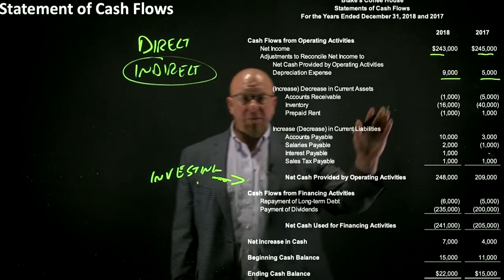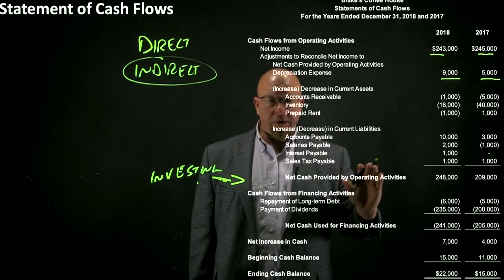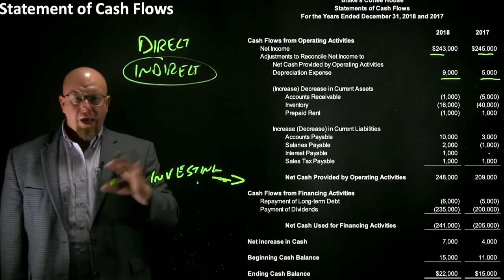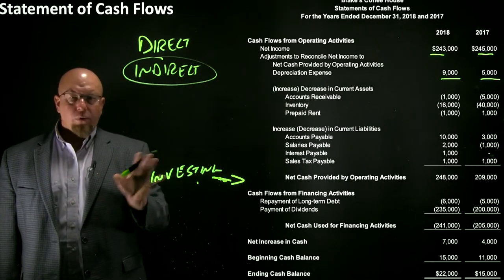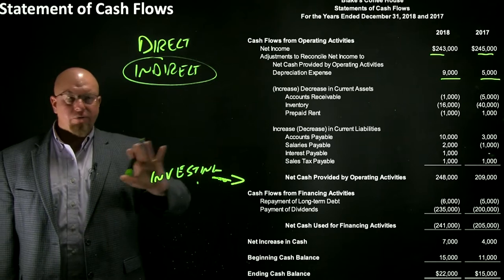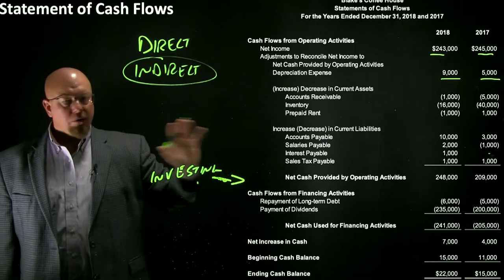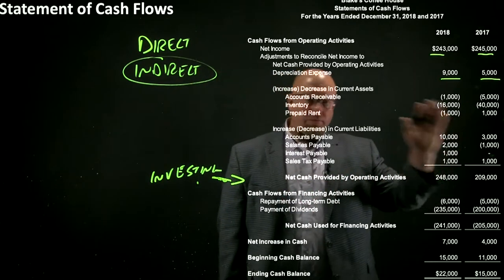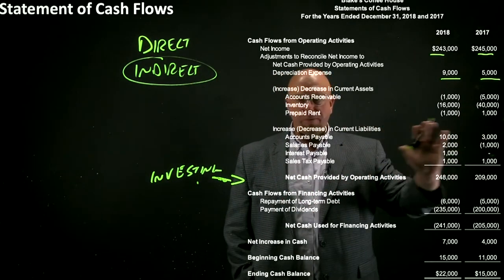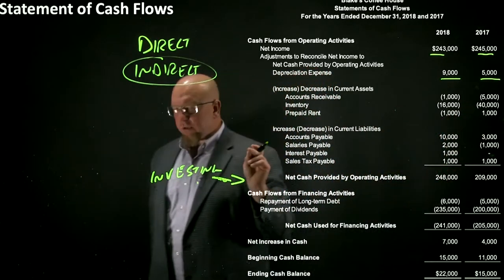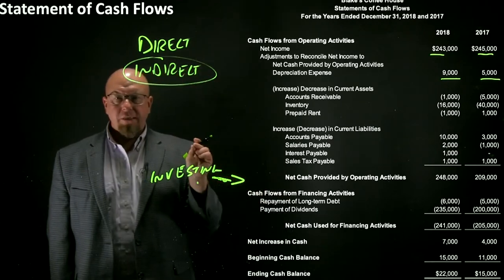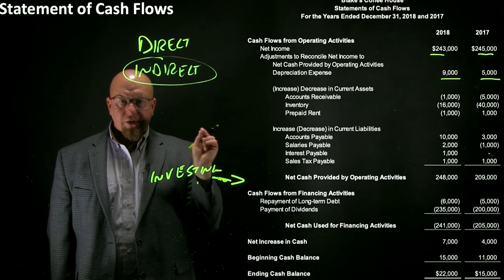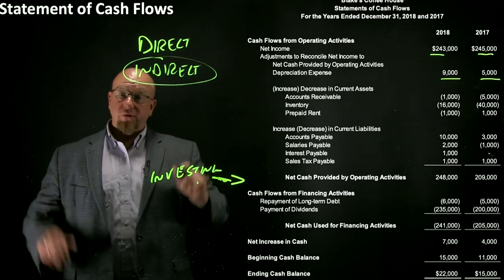Then we get to some of our changes in current assets and current liabilities. And I'm not going to go into the rules for whether you add or subtract at this point. That's a different lecture for when we're in class together. We'll explore that in more detail. But I'll give you an overview. But basically these are things that impacted the income statement but did not impact cash. So we have to adjust for those effects.